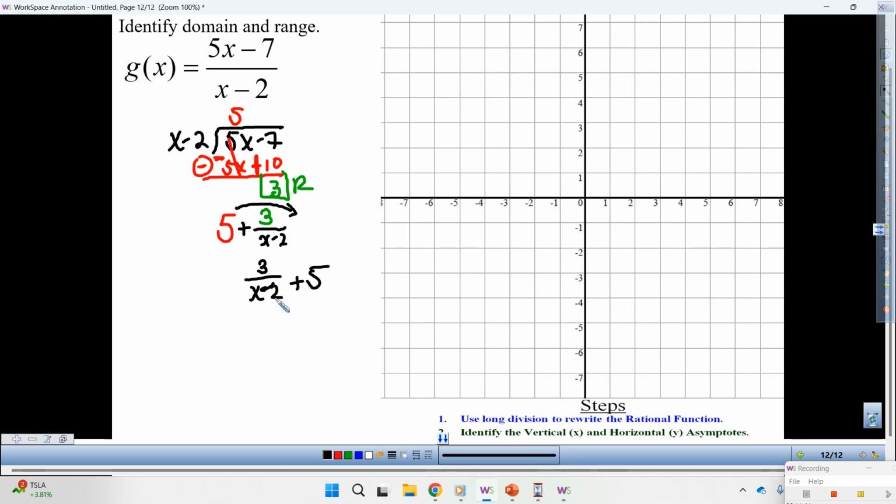However, can we have that 3 on top, Joseph? No, we send it to the front. Very good. 3 times x minus 2 in the denominator plus 5. And what do we write in the top if we brought the 3 to the front? A 1. And all that equal to g of x. Hands, if you got that by yourself. Some of us, okay. So, from there, we need a VA and an HA.